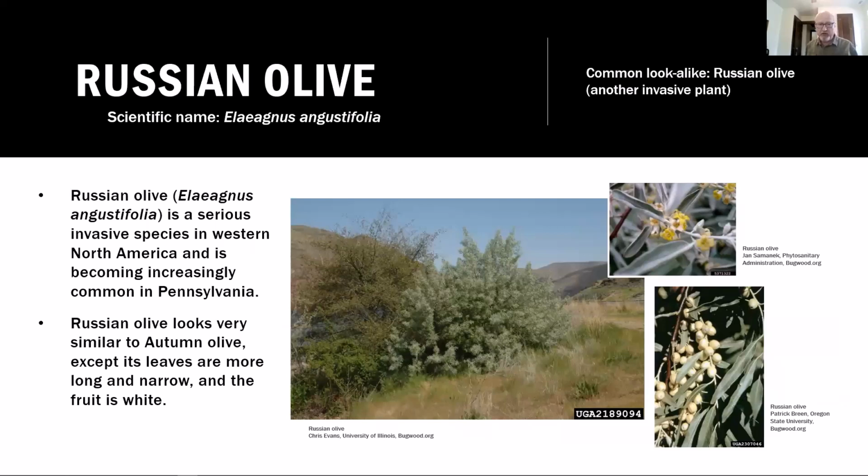Now there is another Elaeagnus that goes by the name Russian olive that's been in Pennsylvania for a lot less time, but it's a huge problem in Western North America, and it is increasing. It's definitely increasing in Pennsylvania. Very similar in terms of the form of the shrub and the habitats that it grows in. The leaves are more long and narrow, but it still has that silvery look, and you see it has white fruits rather than red. Next.